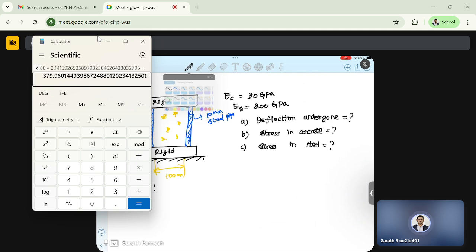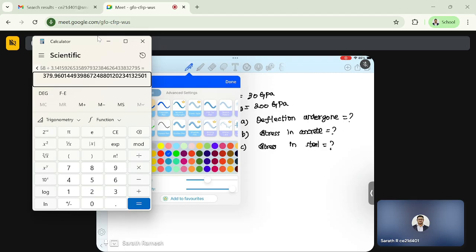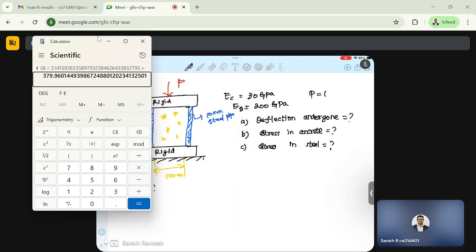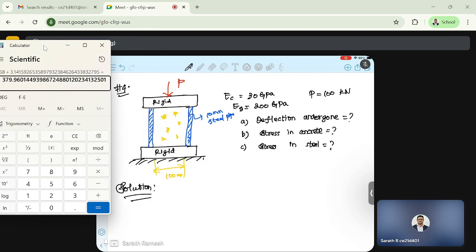I didn't give the load, right? That's important. Without load, it will remain as it is. So the load is given as 100 kilonewton, P is equal to 100. We need to find the deflection the whole thing undergoes. It's also asked to neglect the Poisson effect. Let me move the calculator a little aside so that the screen is visible. Right, so let's start.